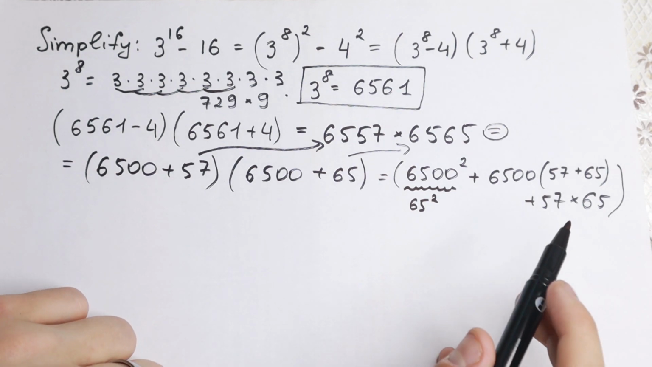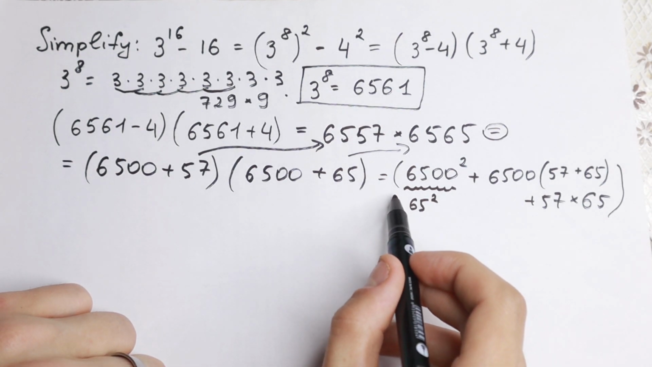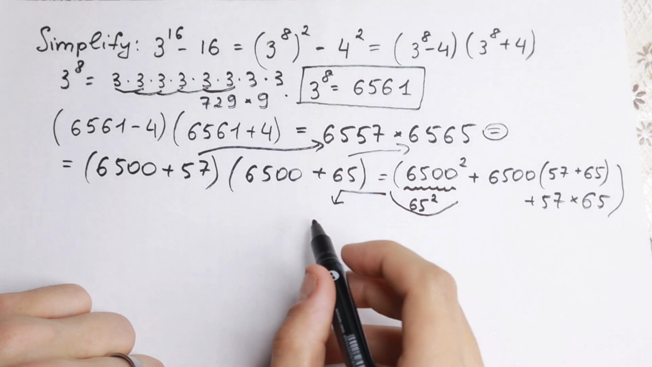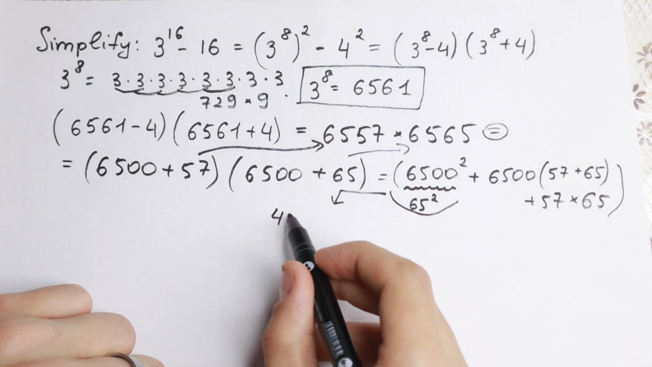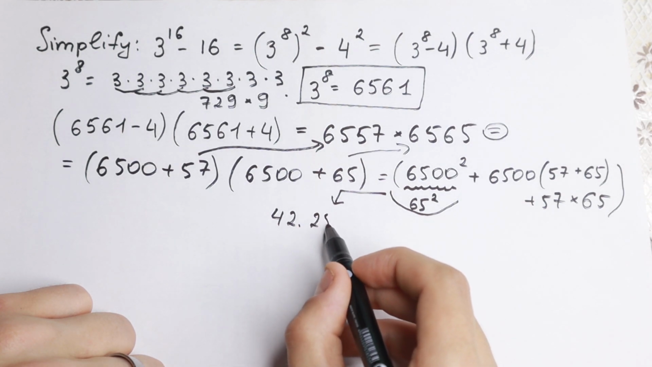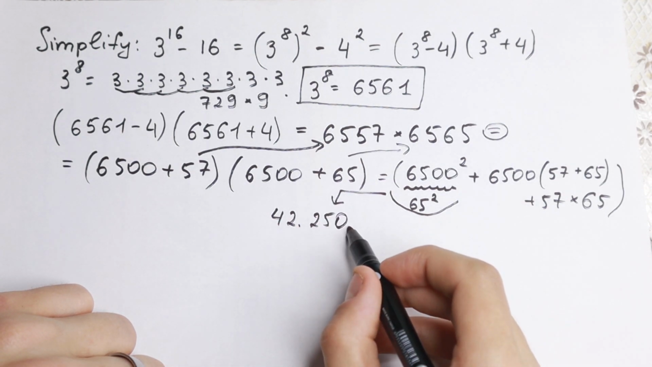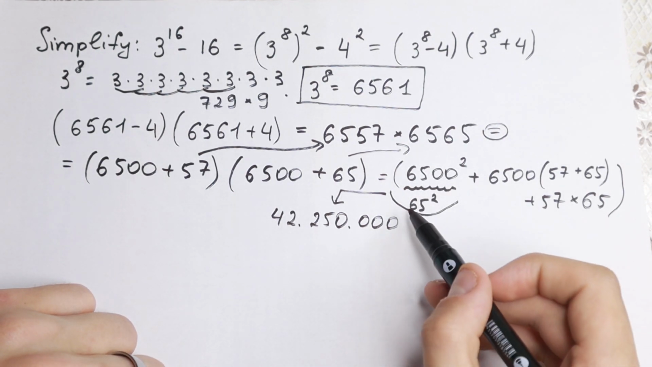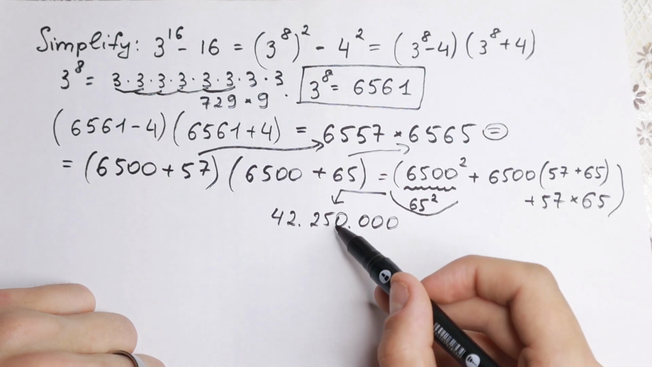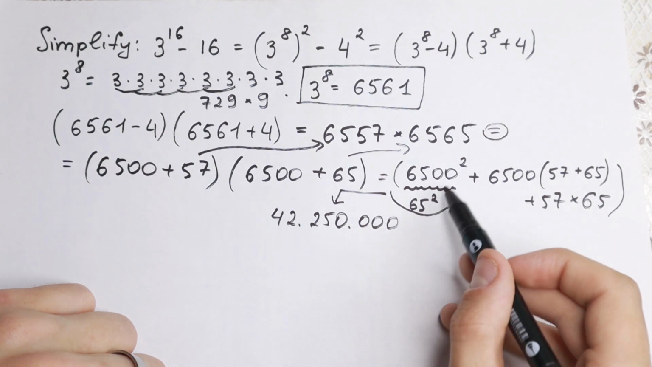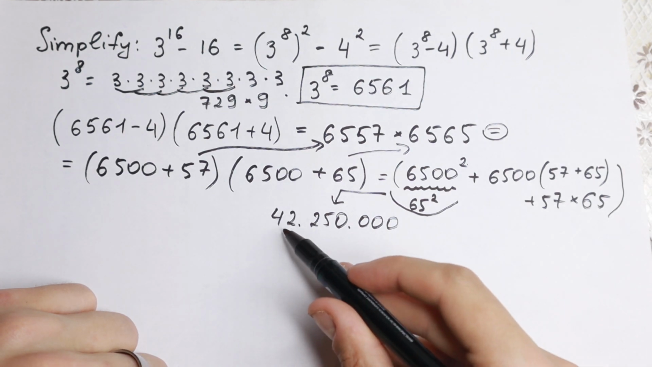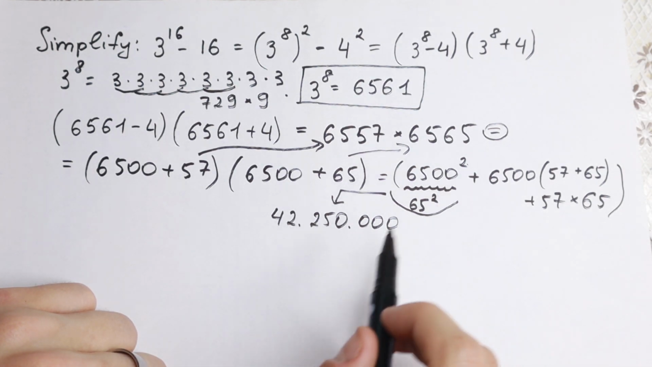Right now let's start this way. I want to square at first this element. If I square it, I have this answer. I have 42 million 250,000. So this is if we square this element. This looks like 65 squared, and we put 4 zeros because we have a square. 65 squared is equal to 4,225. So this is our first element.